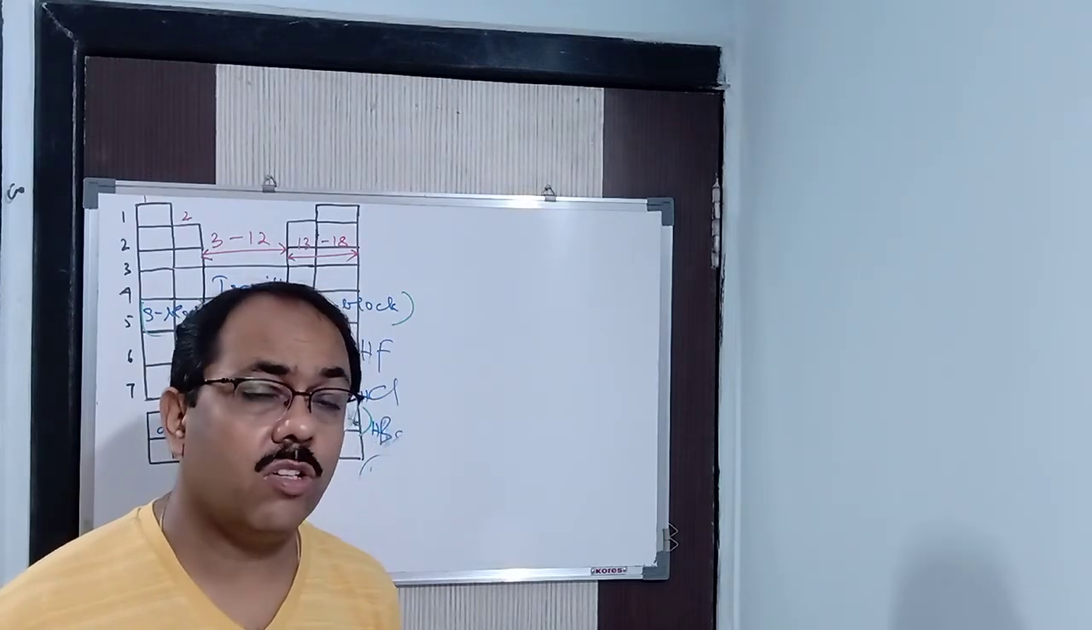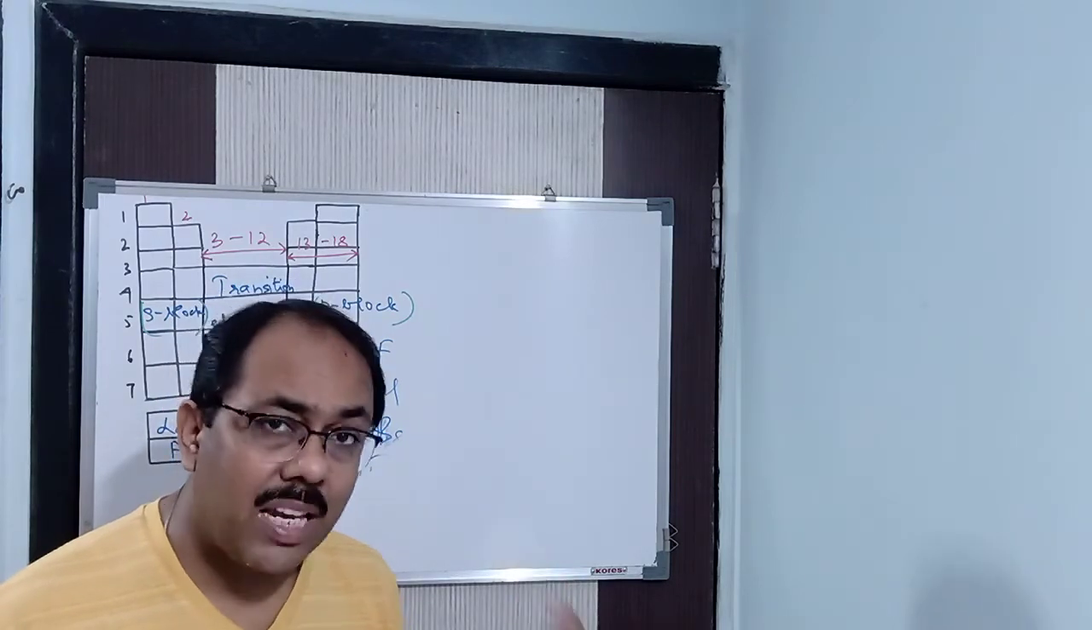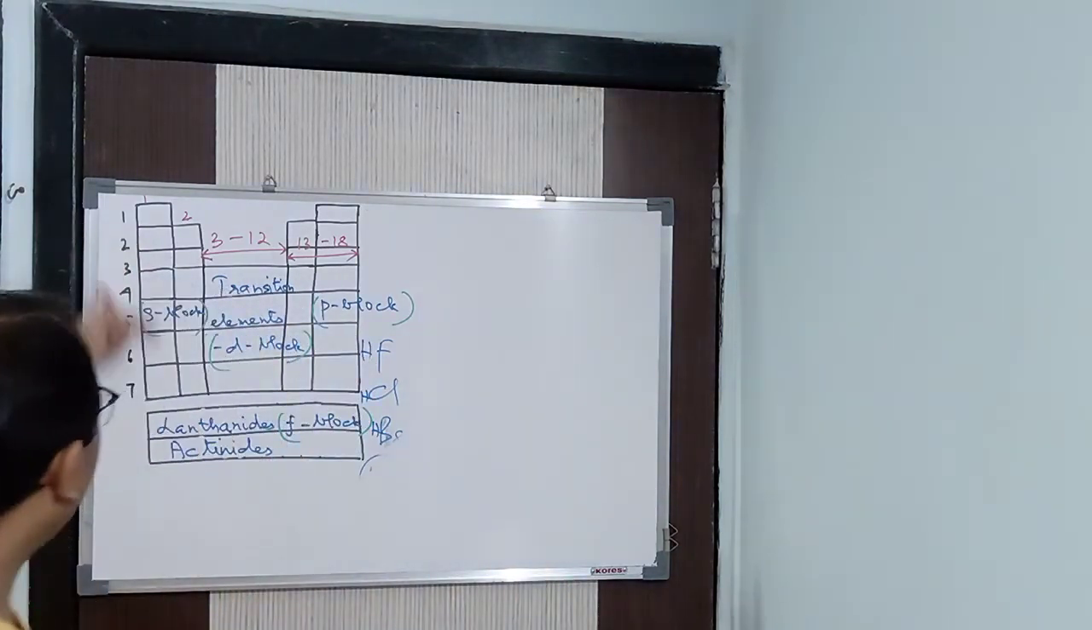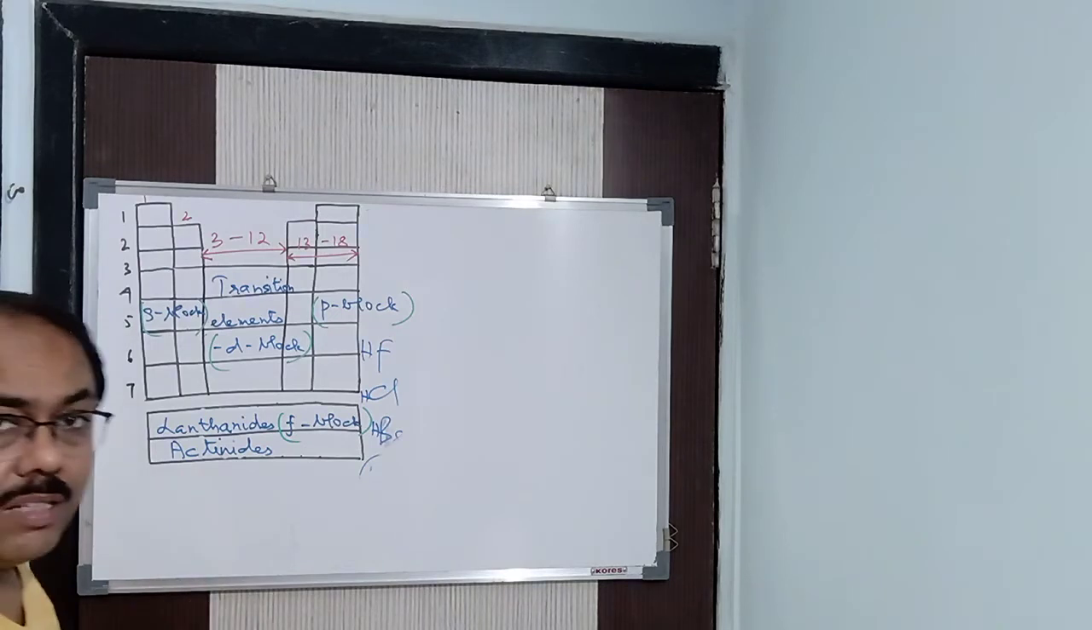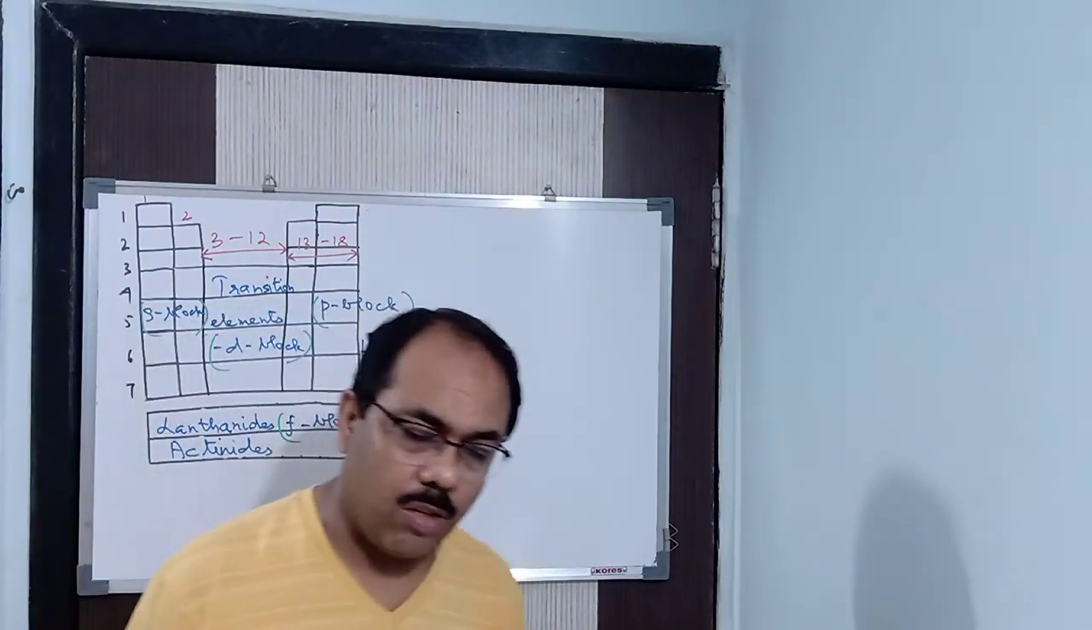You know, the number of electrons present in the outermost shell determines the valency. Like here the valency is 1, here the valency is 2. In this way we determine the valency, the number of electrons. You have read it in the lower classes.